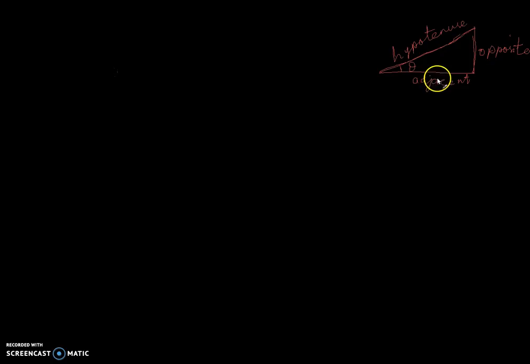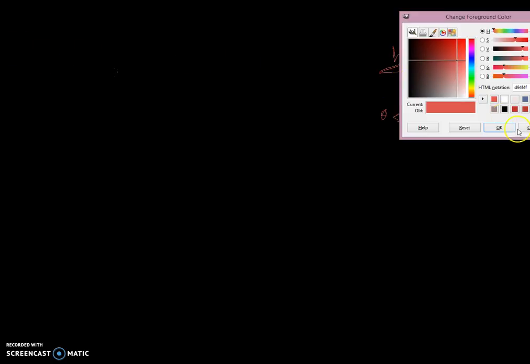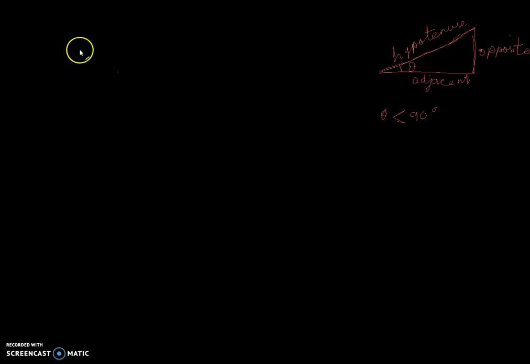Now in this case, theta is an acute angle. An acute angle means that theta is less than or equal to 90 degrees, or pi by 2. So if theta is less than or equal to 90 degrees, it means that it's an acute angle. For an acute angle, you have these relations: you have sine theta, you have cos theta, you have tan theta.